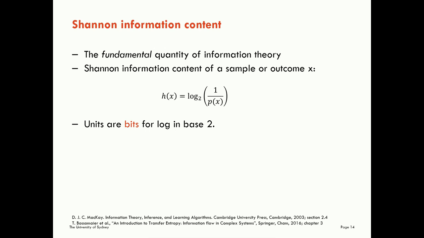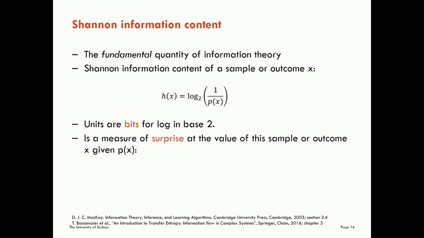But what is the Shannon information content? It's a measure of the surprise that we have at the value of this sample or outcome. So when we read the outcome that we got this time, how surprised are we about that outcome? The information content is a measure of the surprise at this value. How surprised are we when we see this specific value?